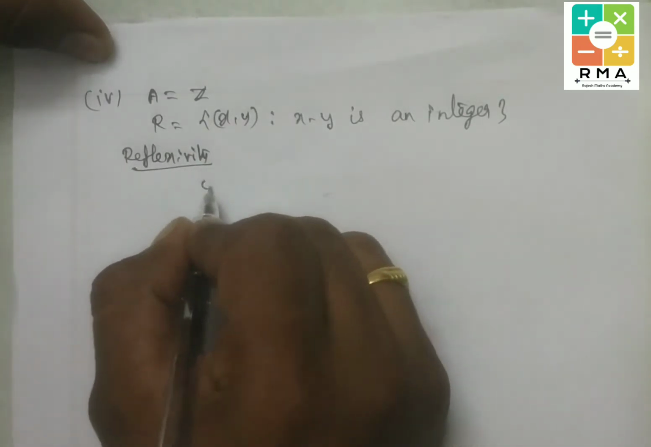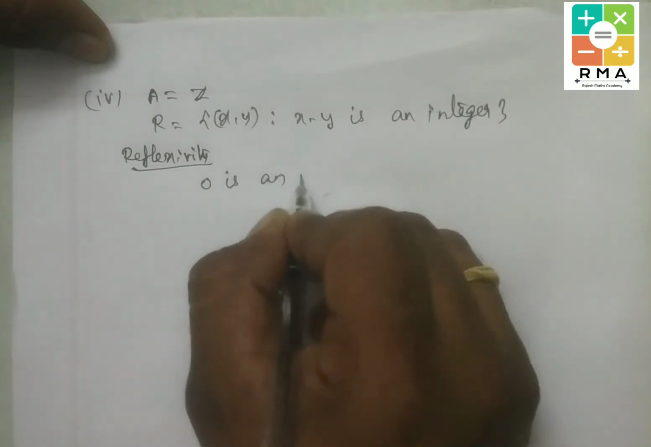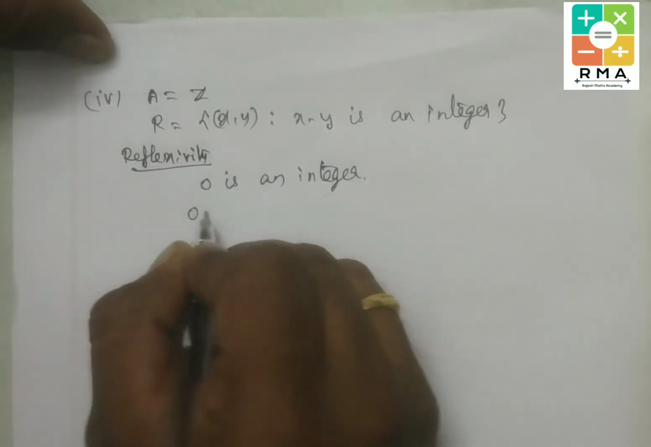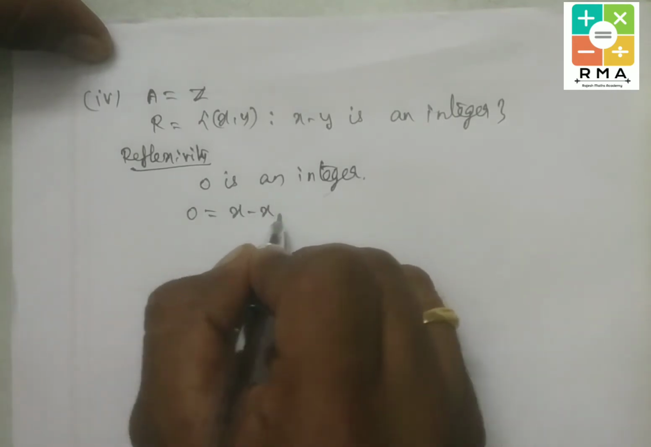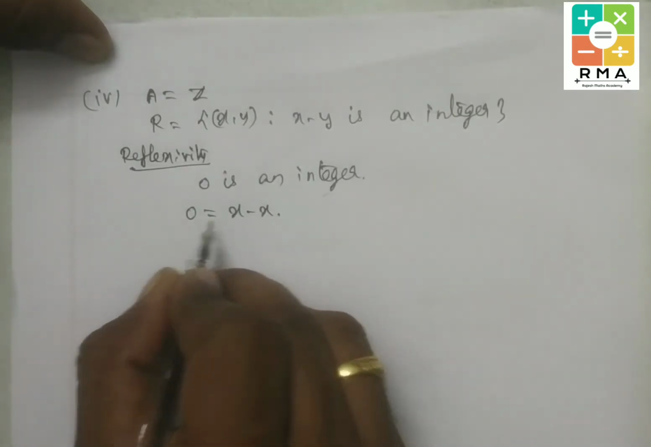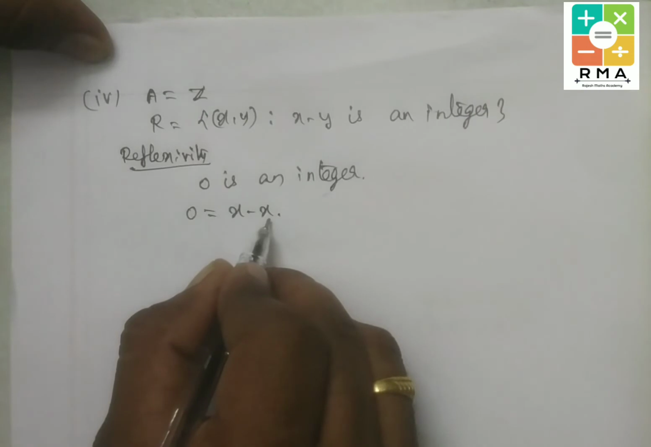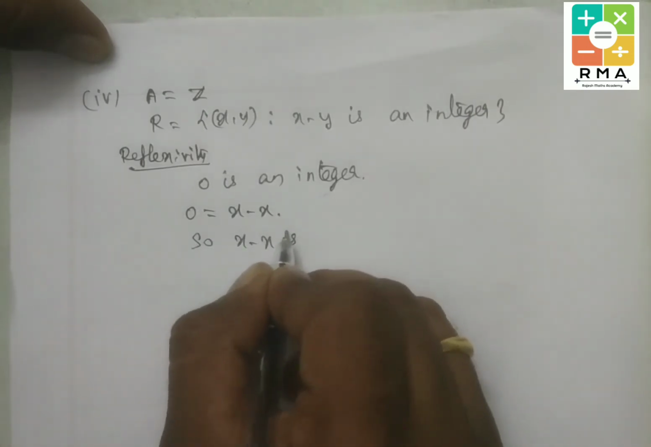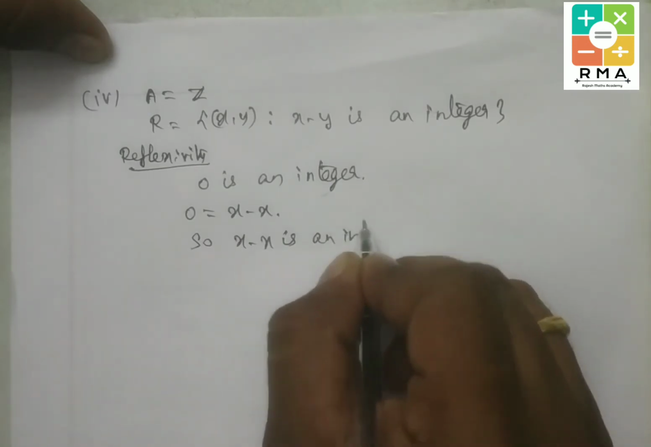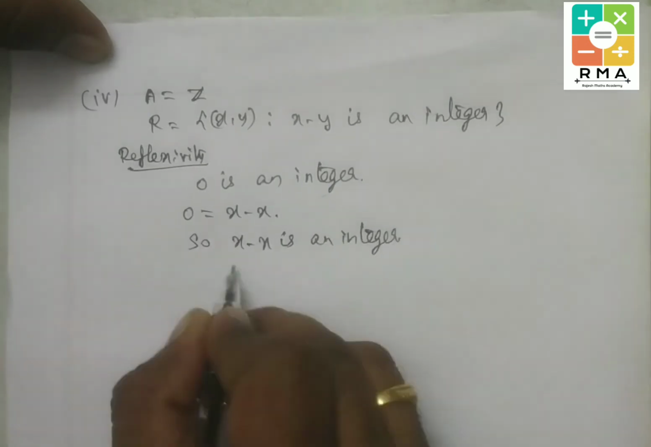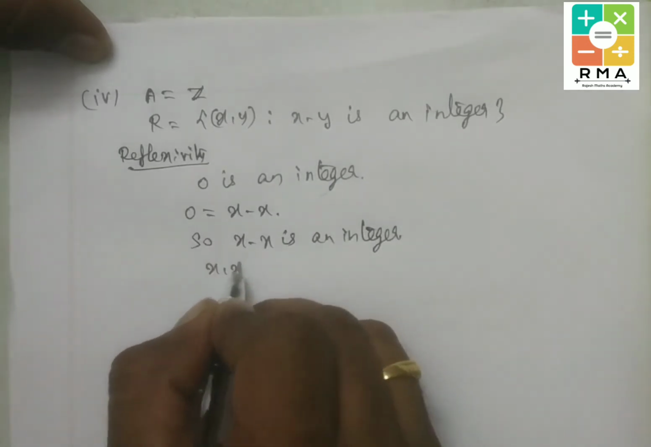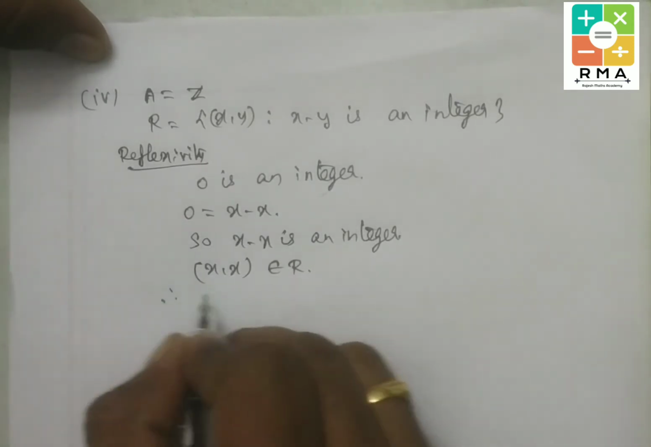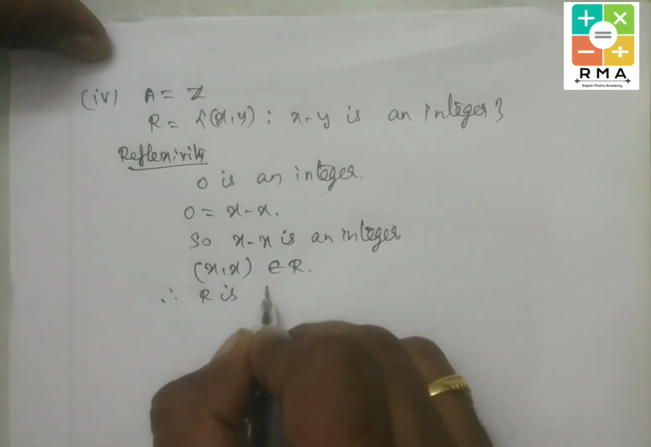We know that 0 is an integer. Clear? 0 is an integer. This 0 can be written as x minus x. So 0 is an integer means x minus x is also an integer. X minus x an integer means what? How can we write? (x, x) belongs to R. Therefore R is reflexive.